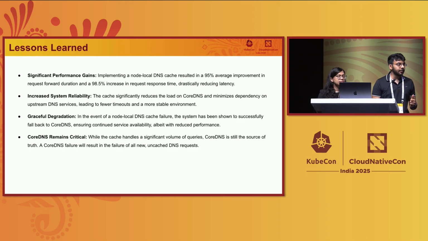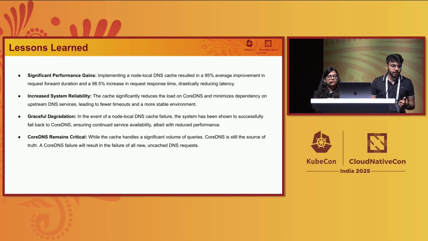Firstly, we have significant performance gain. Implementing the Node Local DNS Cache resulted in a 95% average improvement in request forward duration time and a 98.5% average increase in request response time, drastically reducing the latency. Secondly, we have increased system reliability. The cache significantly reduced the load on CoreDNS, and it minimized any external dependency for DNS. This led to fewer timeouts and a stable environment.